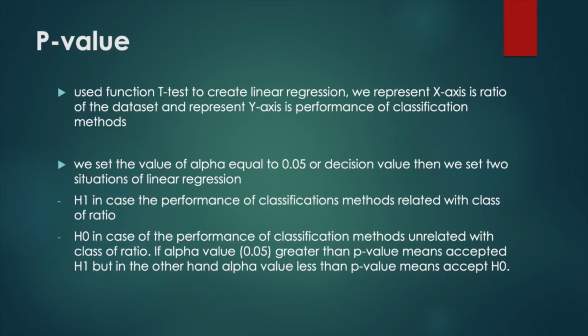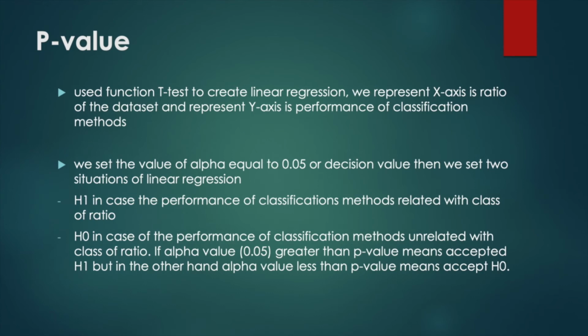So, in our project, linear regression has been used to check the performance of each classification method, or p-value. We set the x-axis to be the ratio of the dataset, and we set the y-axis to be the performance of the classification method under the condition of alpha equal to 0.05.